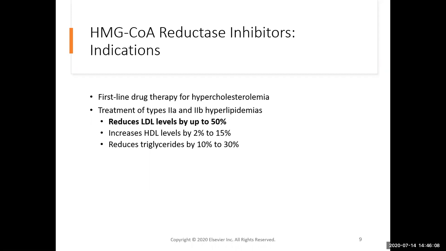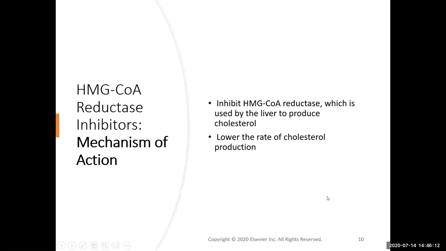And then triglycerides can come down significantly as well. So how do they work? And this goes back to knowing your pathophysiology and understanding how these drugs work at the cellular level in the body. But basically our statin drugs inhibit a reductase, which is used by the liver to produce cholesterol. So we're reducing the amount of endogenous cholesterol that the body is producing, and so this lowers the rate of cholesterol production.